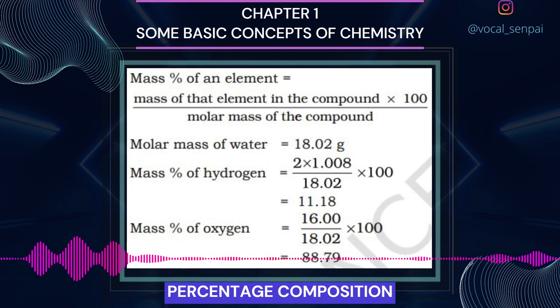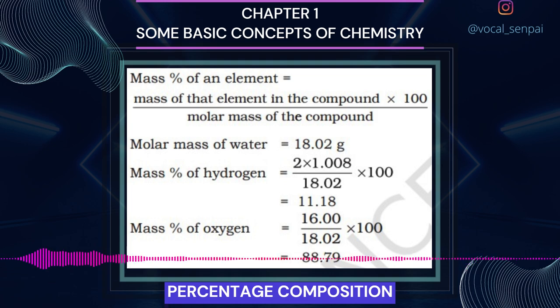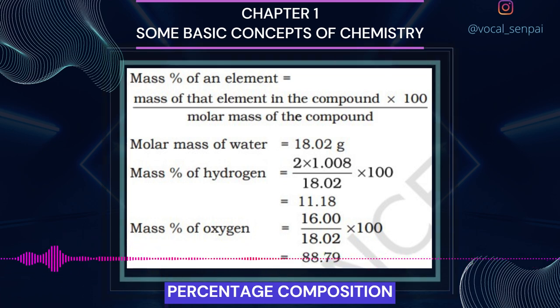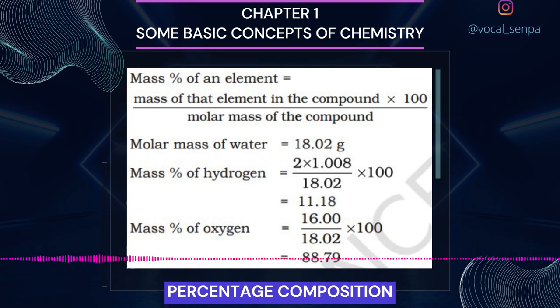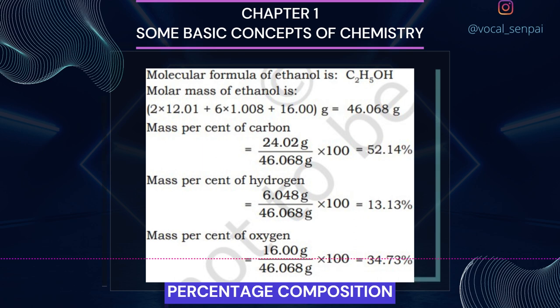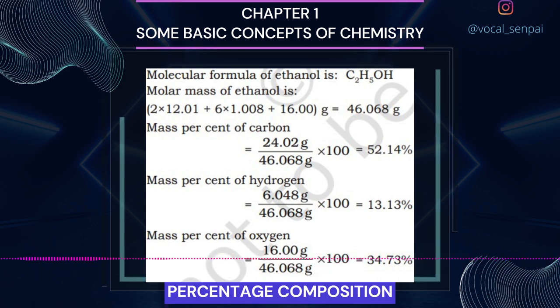Let us understand it by taking the example of water, H2O. Since water contains hydrogen and oxygen, the percentage composition of both these elements can be calculated as follows. Let us take one more example. What is the percentage of carbon, hydrogen and oxygen in ethanol?